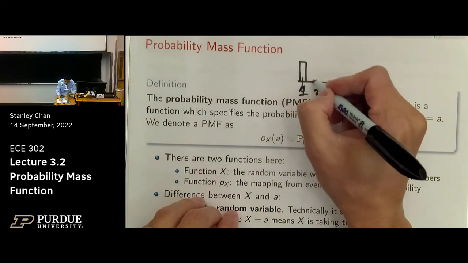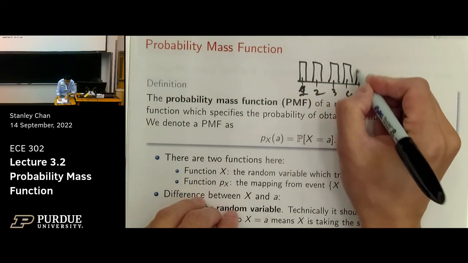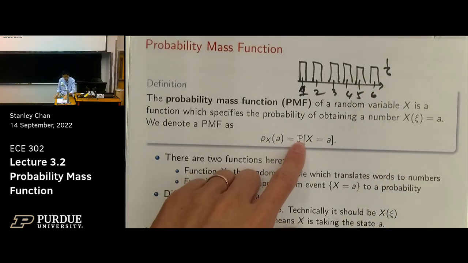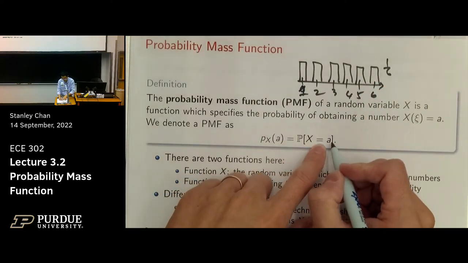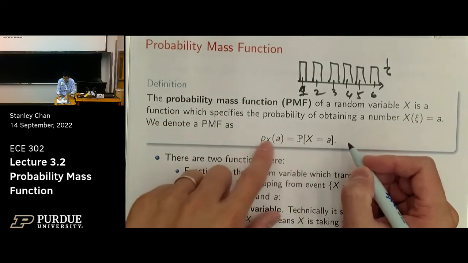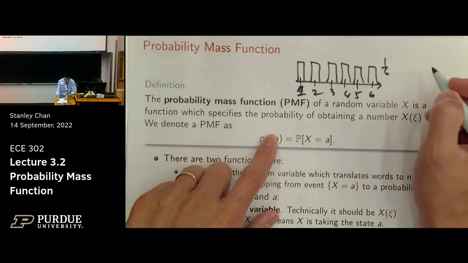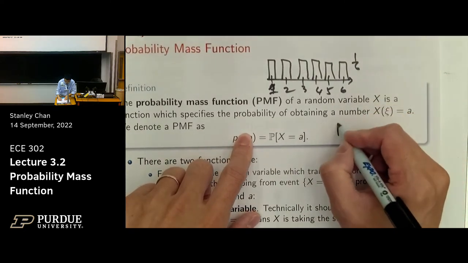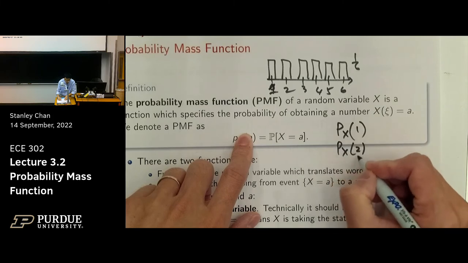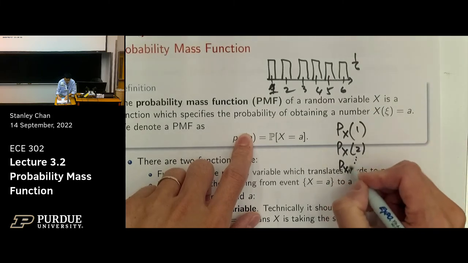And we all know that it would be something like this. Each one is 1 over 6. Then the probability of x equals 1, you will get 1 over 6. Equals 2, you get 1 over 6. And we can define this in a more shorthand notation. It will be probability x of 1, probability x of 2, all the way through probability x of 6.